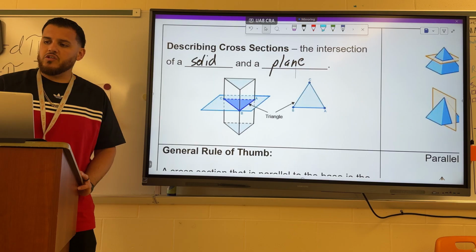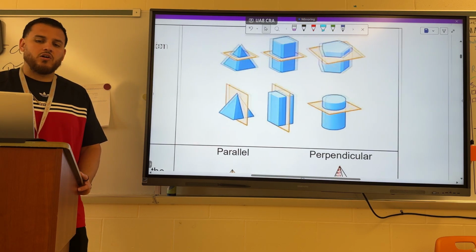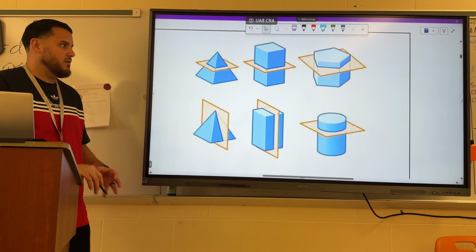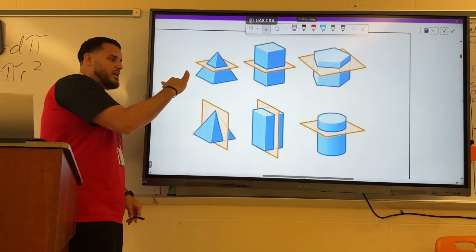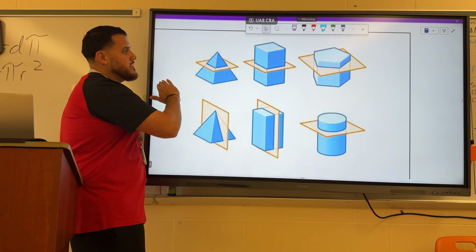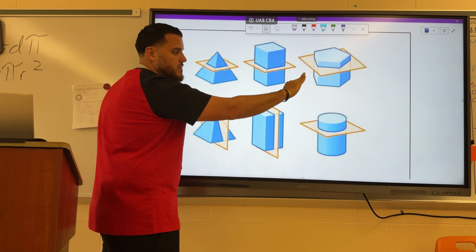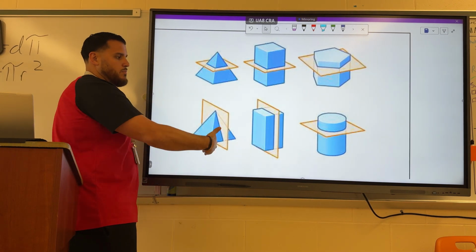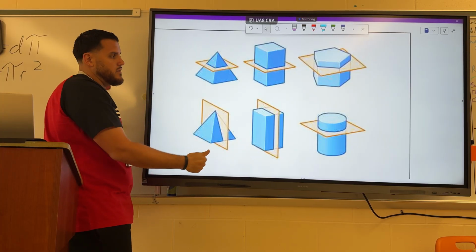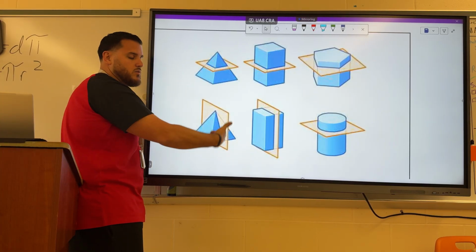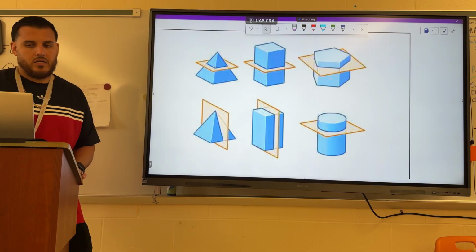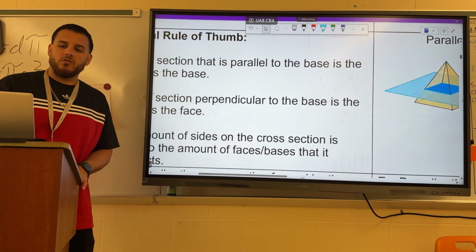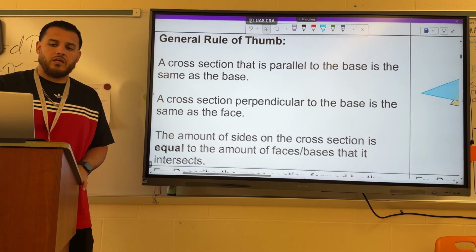Right, here's some more visual examples of how cross sections are going to be presented to you. We have solids and we have planes intersecting them. Some of our planes are parallel to bases, like these four are parallel. Some of our planes are perpendicular to bases. You can also think of these as horizontal or vertical cross sections. And then we have some general rules of thumb here that we can memorize.